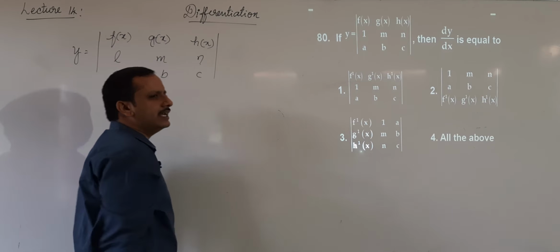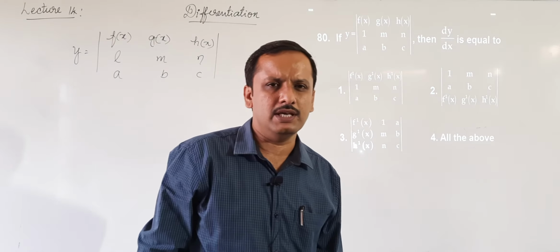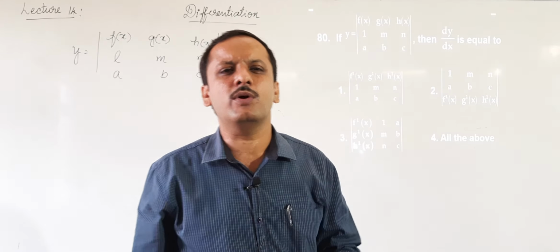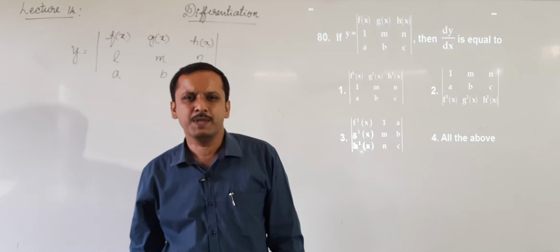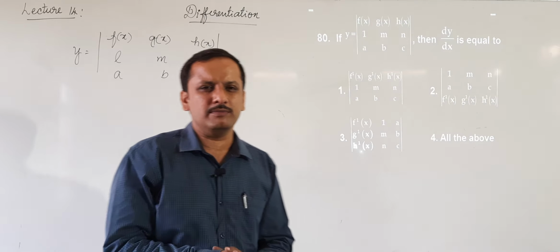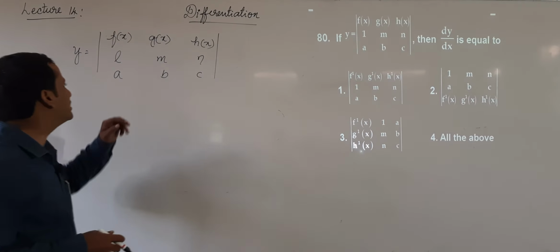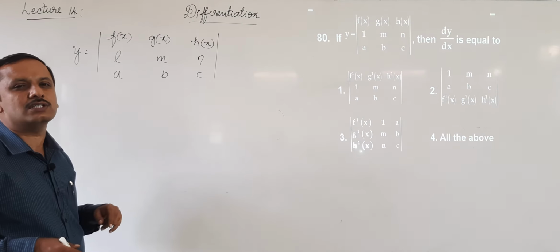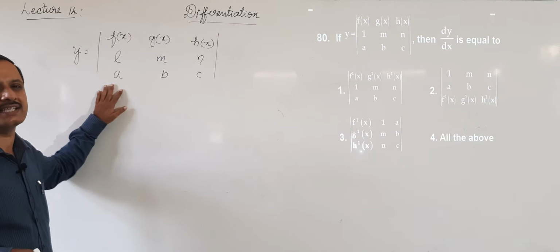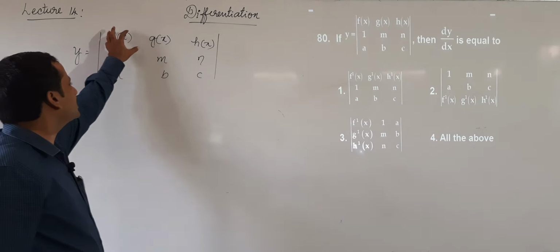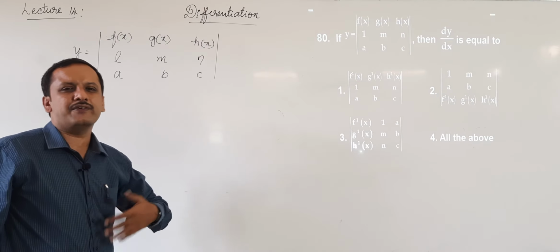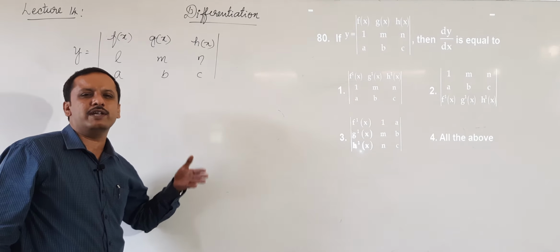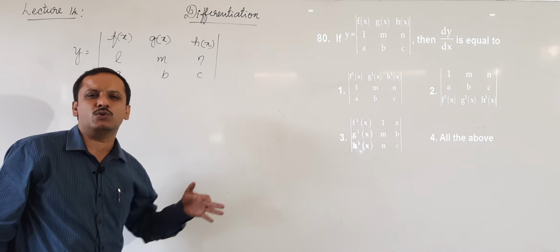How to differentiate a determinant, do you know? You differentiate one row at a time by keeping the other two rows fixed. In this particular problem, you observe that the second and third rows are constants. L, M, N and A, B, C are constants. The first row is f of x, g of x, h of x. So, while differentiating, we have to differentiate one row at a time, keeping the other two rows fixed.